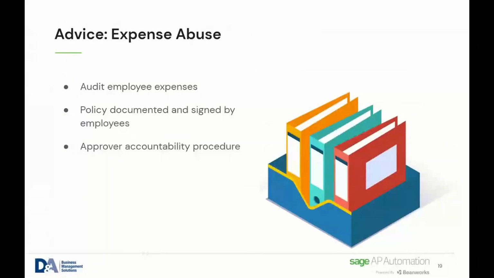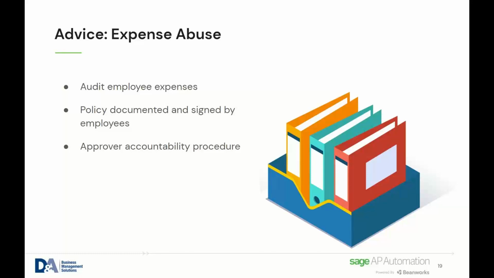So moving on to advice on how to combat expense abuse without automation, we recommend, A, auditing employee expenses on a regular basis. If you remember in the example we had discussed earlier, the CFO audited the sales rep expenses that were noted as client lunch dinners, but were actually personal meals.